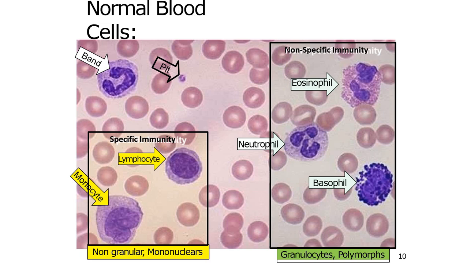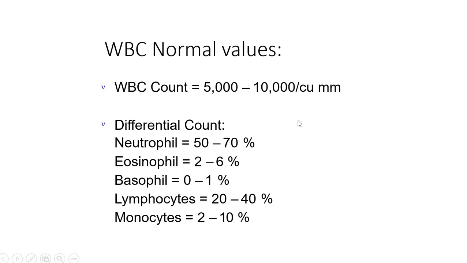I've also mentioned the normal differentials when you do a count of 100 WBCs. Also, we noted how the RBC looks and how a platelet looks on a peripheral smear. Moving on to the next slide, a very important slide which you must remember: the normal counting.